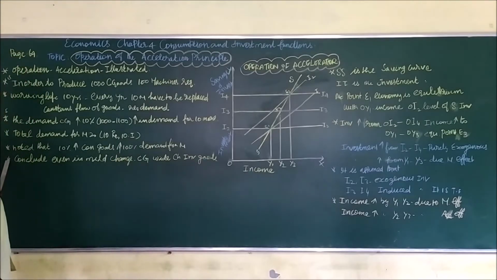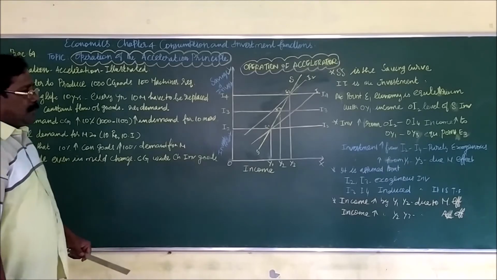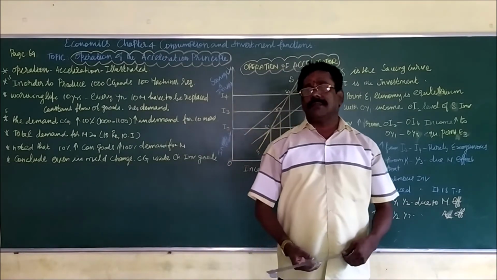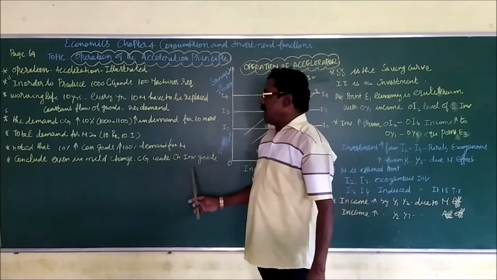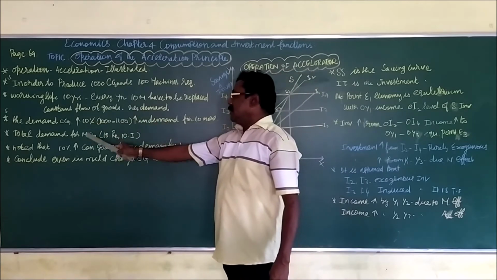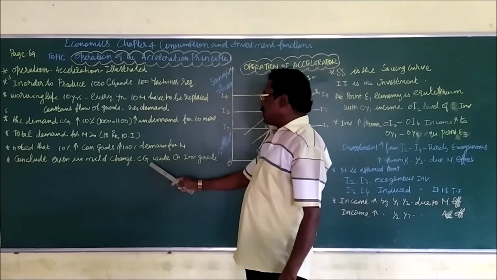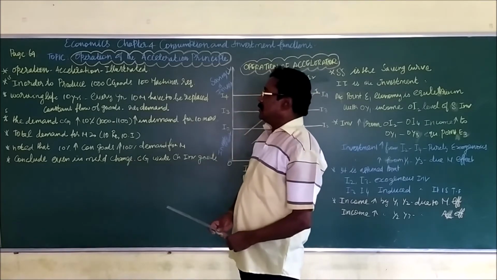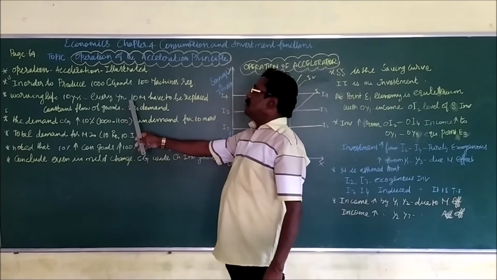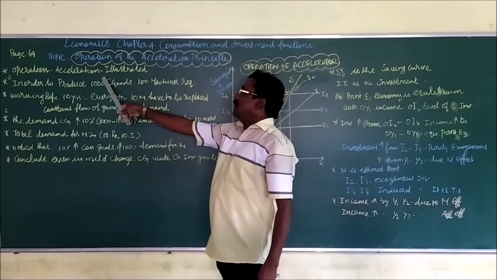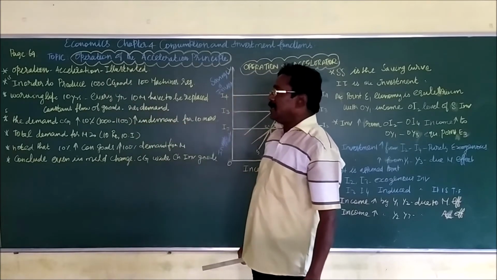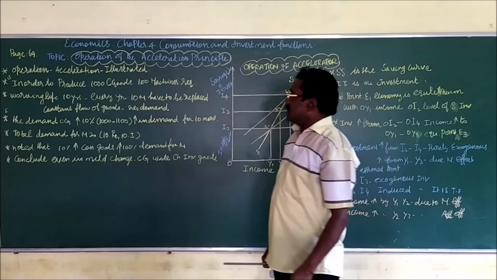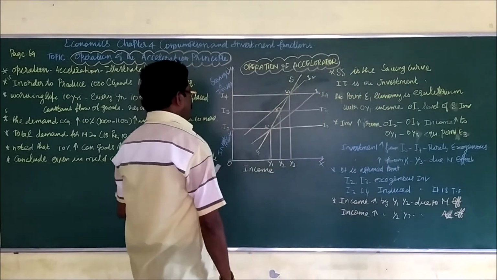So we may conclude that even a mild change in consumer goods, only 10%, leads to a wide change in investment goods, that is machinery, 100%. You should understand this as the effect of the accelerator principle, or the operation of the accelerator principle. Now we may explain this concept in a simple diagram.